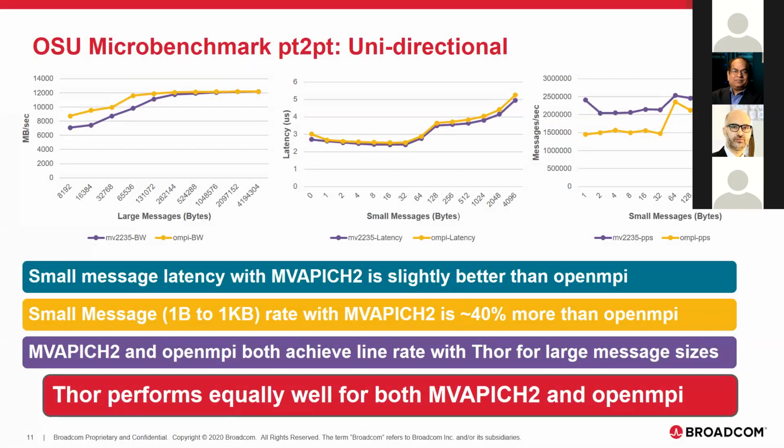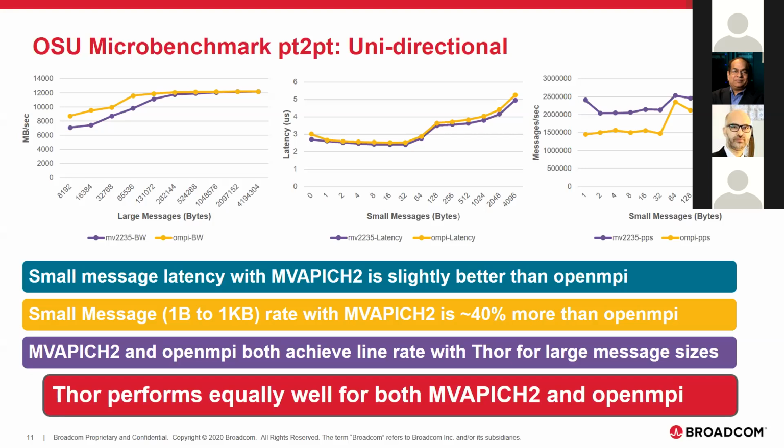So here, if you take a look at the bandwidth numbers for the small messages with MVAPICH2, Thor performs really well, and it reaches line rate around 256 kilobytes, even with the MPI layer in between. And for latency, with the MPI, we are around 2.1 microseconds, which is well below 3 microseconds. And for the message rate, for small message sizes, the performance is really good.